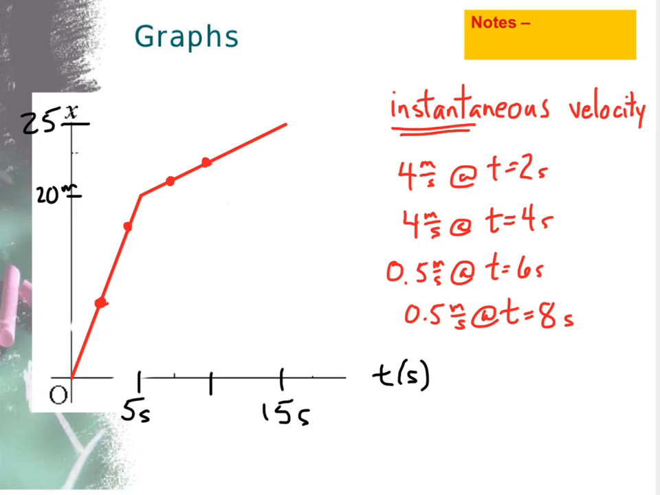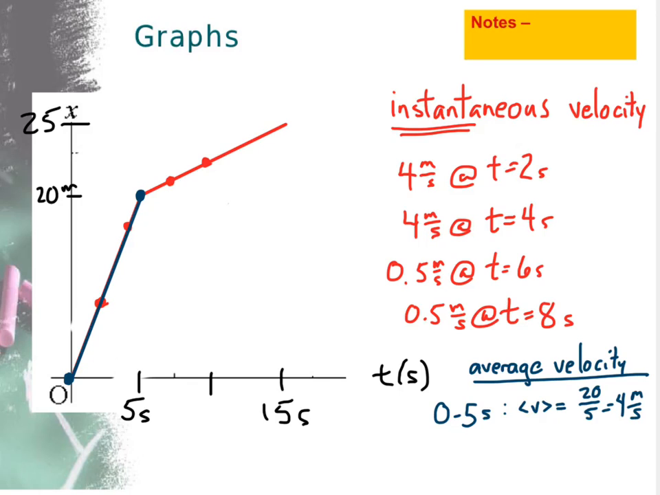Average velocity, however, is asking what is the average velocity that is happening over a time range. So I can ask myself, what is the average velocity between 0 and 5 seconds? So what I would do is I would find the displacement at the beginning point, which is 0, find the displacement at the end point, which is 20, and then use my velocity formula, change in displacement over change in time, and come up with 4 meters per second.